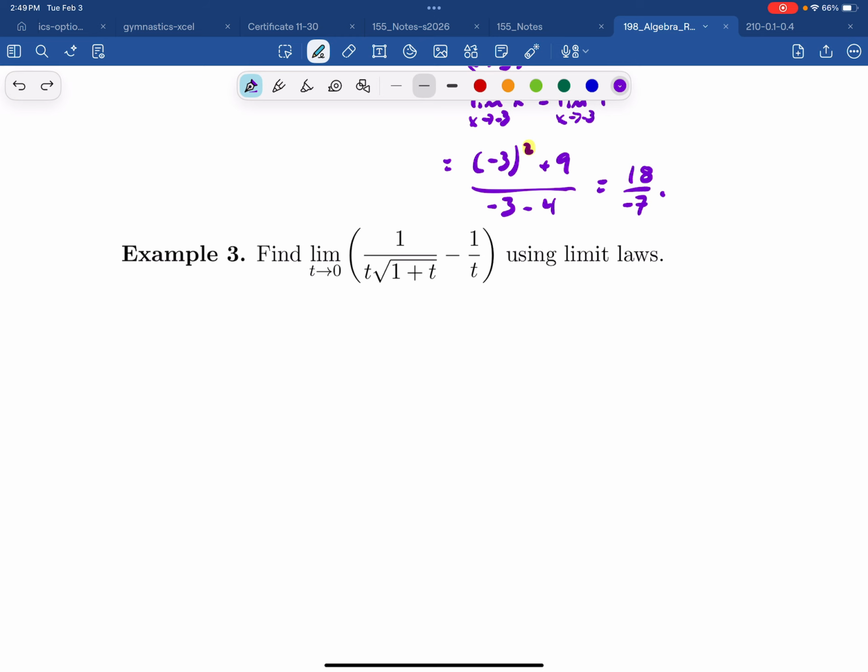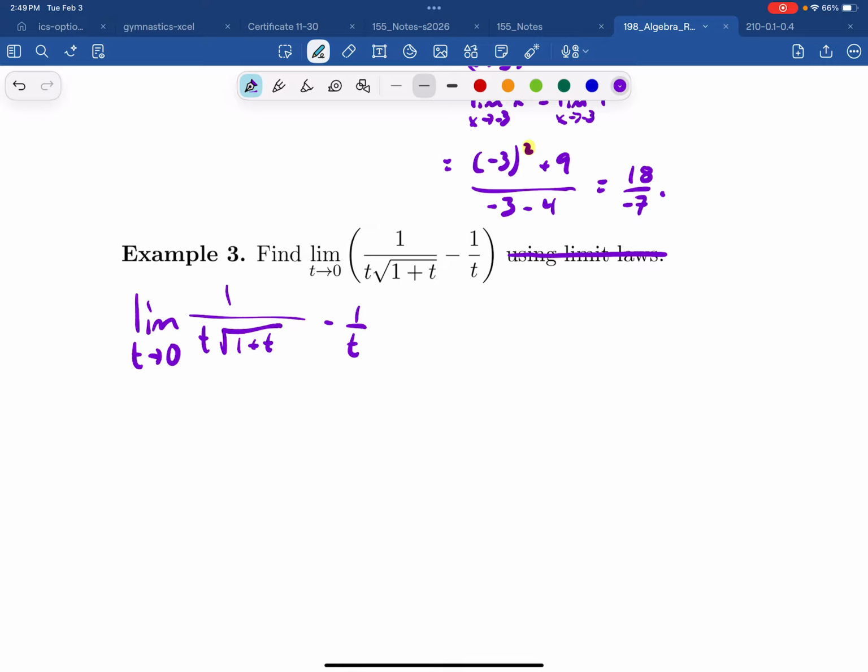Let's go ahead and do example 3. I don't really need to use limit laws here. This is a little bit out of left field, but it's one more indeterminate form that I want to get into. And that is infinity minus infinity. Okay? So just hold on to those limit laws for a sec. We're not going to use them right now. But let's take a look at one more type of indeterminate form.